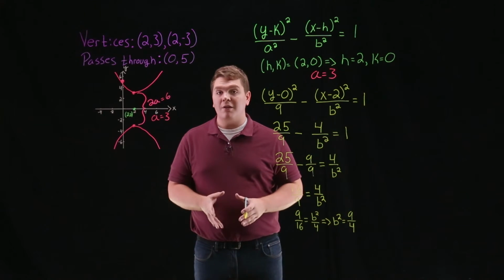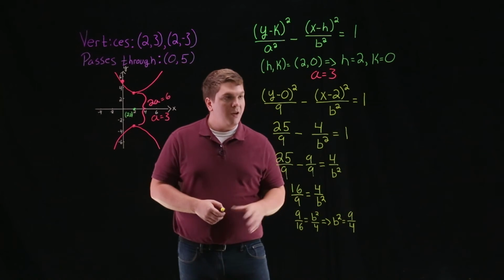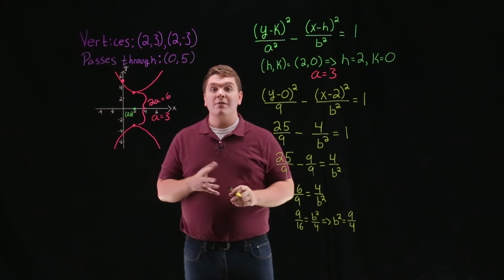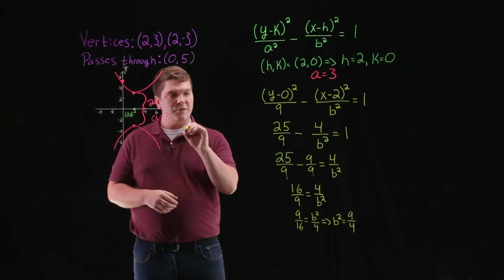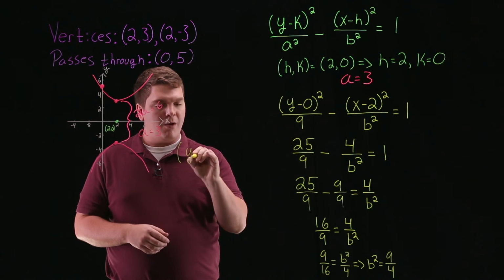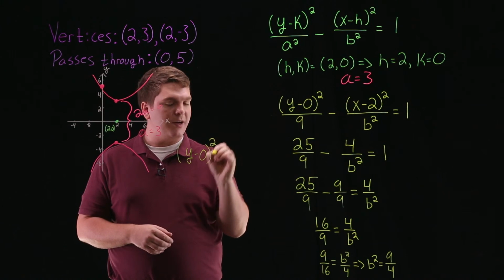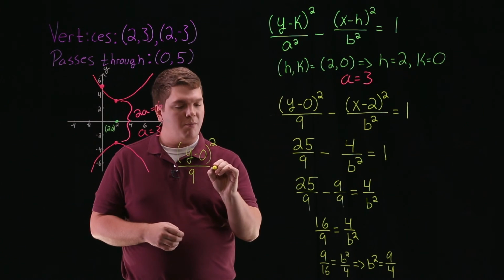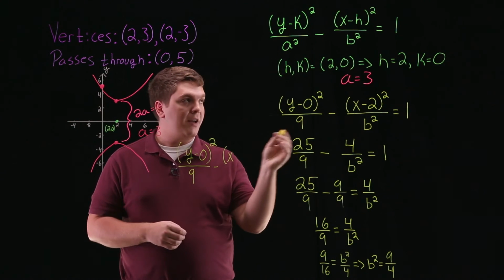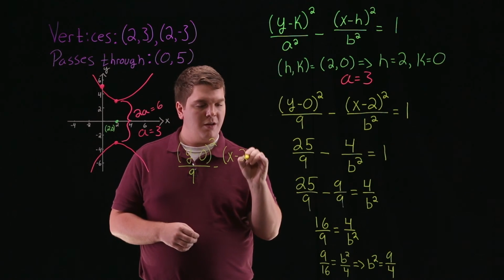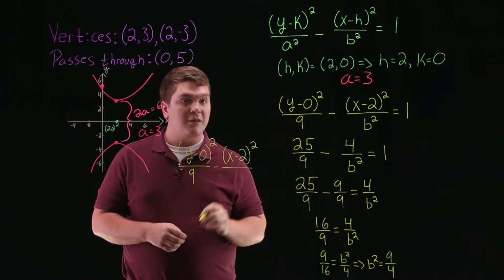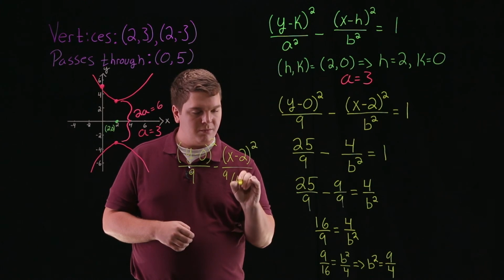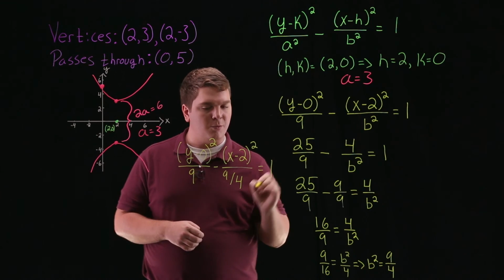So at this stage, you could solve for b by taking the square root of both sides, but if you look back at the standard form of the equation, all we need is b squared. So if I'm going to write down the standard form of the equation, it's going to be given by (y minus 0) quantity squared, divided by a squared, which is 9, minus (x minus 2) quantity squared, divided by b squared, which we found to be 9/4, and this is equal to 1.